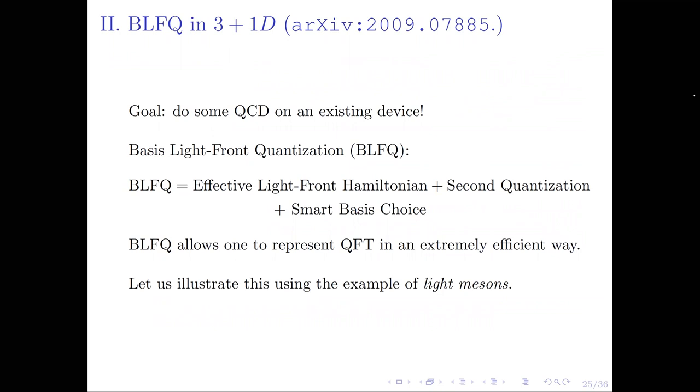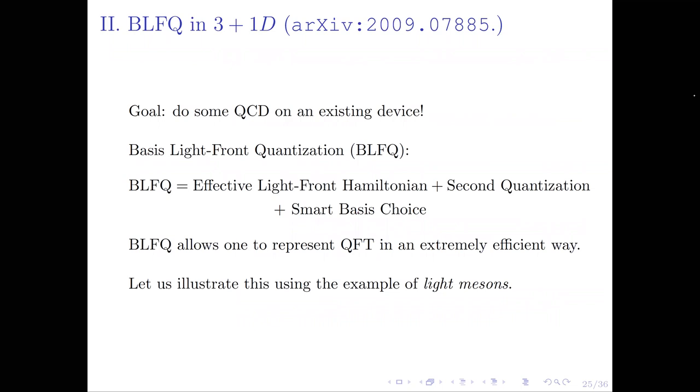Of course, this is a very ambitious goal, and it will require us having a very efficient representation of quantum field theory. And such a representation is known. It is basis light front quantization. And this is the following thing. Unlike DLCQ, here we will start from the effective Hamiltonian, which will be tuned to the particular problem of interest. So for light mesons or for heavy mesons, we would use different Hamiltonians.